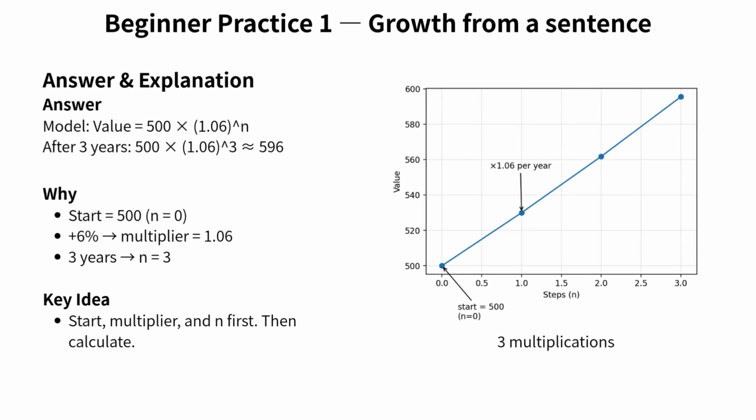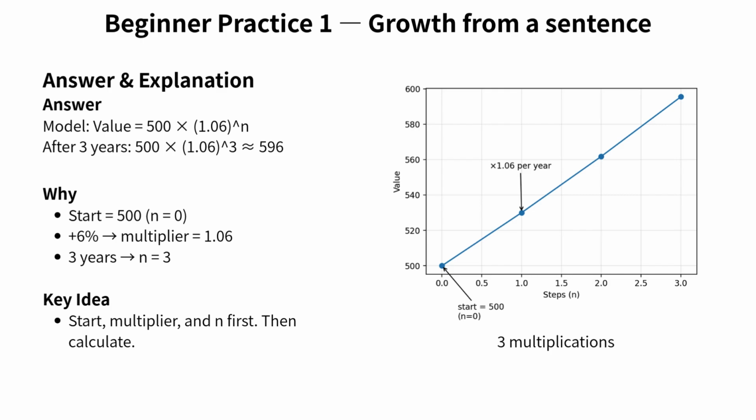Let's solve it. Start value is 500, because that's the value at n equals 0. Since it increases by 6% each year, the multiplier is 1 plus 0.06, which is 1.06. And, after 3 years, means 3 equal steps, so n equals 3. So the model is, value equals 500 times 1.06 to the power n. Now plug in n equals 3, 500 times 1.06 cubed.